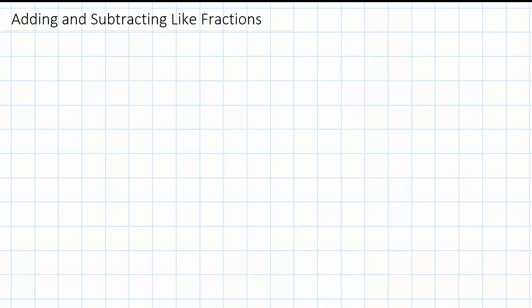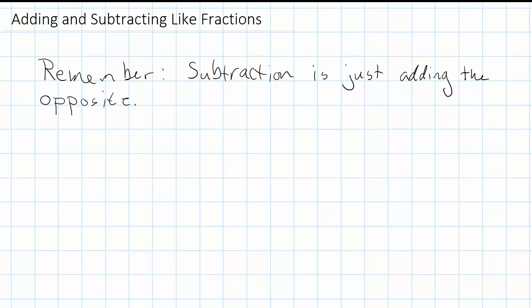Now that we know about fractions, we would like to be able to do arithmetic to them. And the first arithmetic that we would like to be able to do is addition. Now, the title of this video is adding and subtracting fractions, but remember, subtraction is just adding the opposite. So if we understand how to add fractions, we also understand how to subtract them.